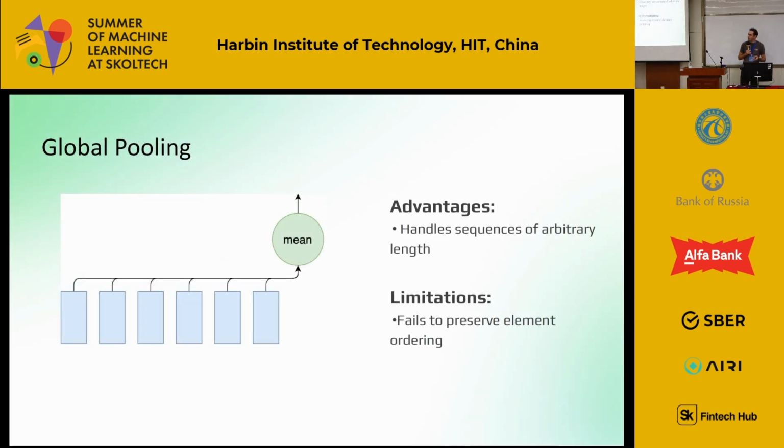There are some ways to do it. The first, simplest way is to use pooling layers. It helps us to work with sequences of different lengths, and it gives important features. But this approach misses order information, and it's not good for us.